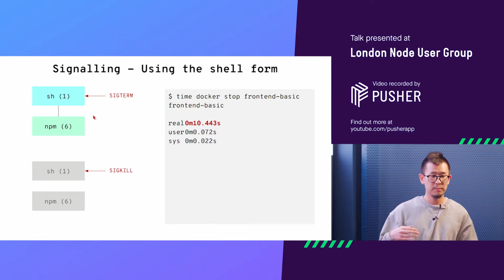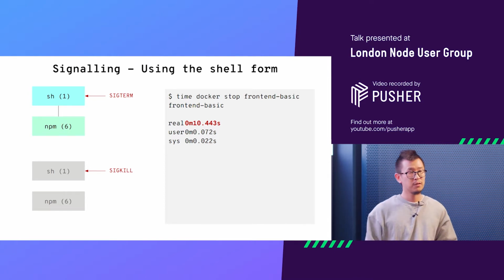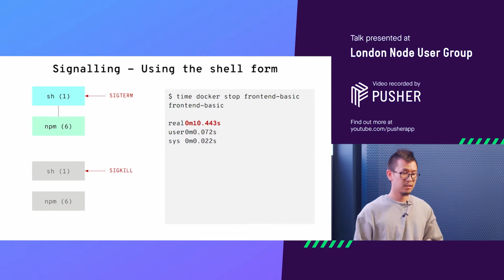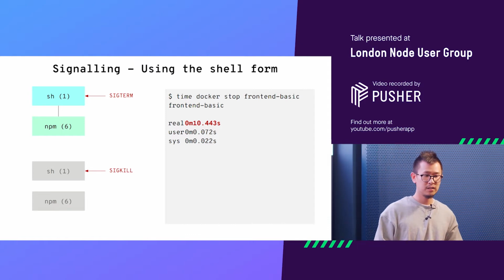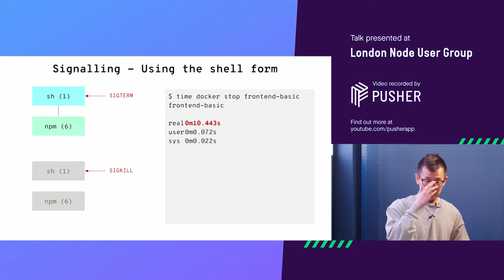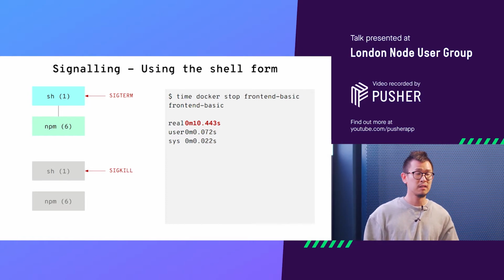And Docker waits for about 10 seconds until it gives up and says, you're not doing anything, let's kill it with a SIGKILL. And if you SIGKILL a process, it cannot handle it, right? Because SIGKILL is done by the kernel. And so your process exits ungracefully and uncleanly. It cannot clean up after itself.